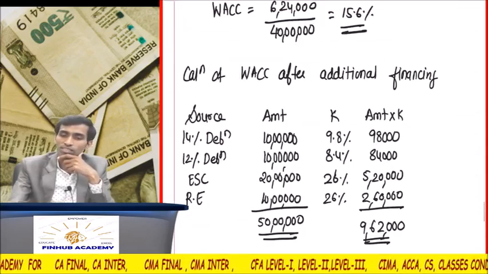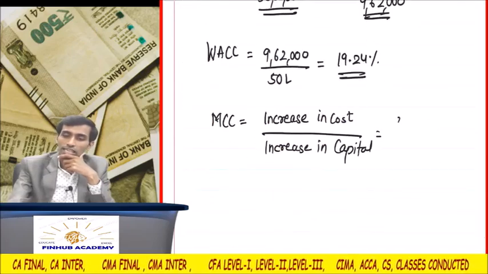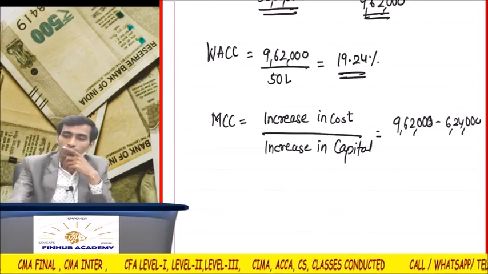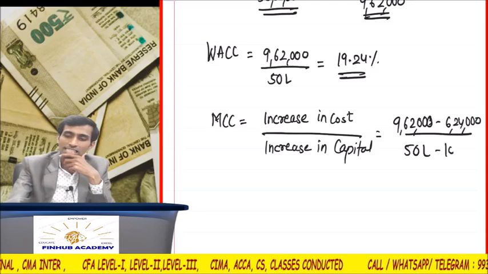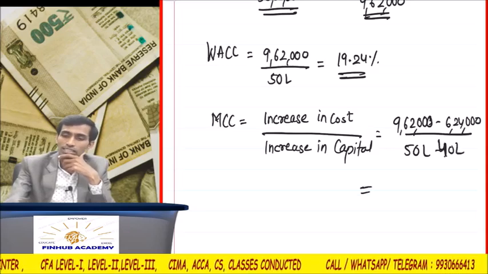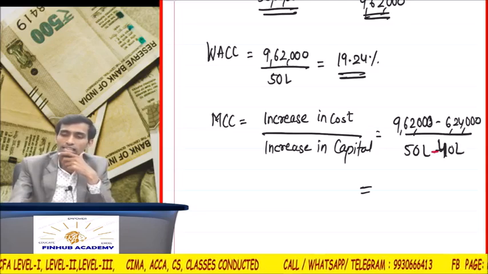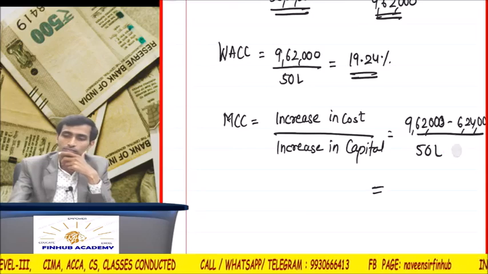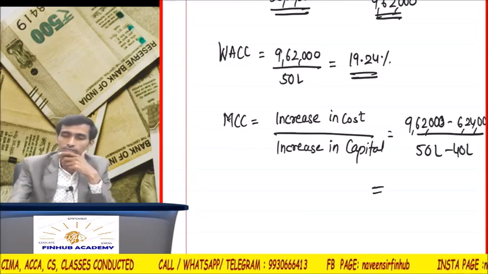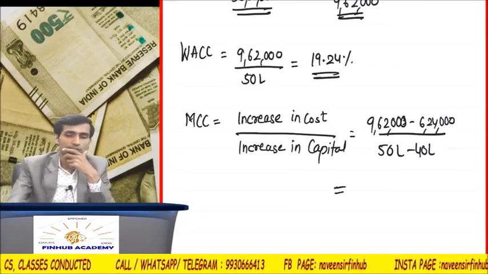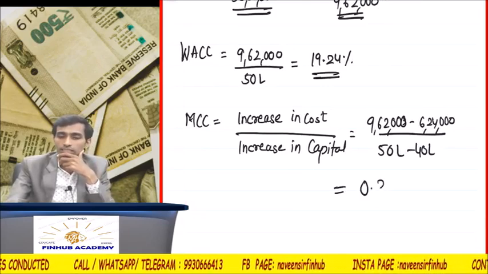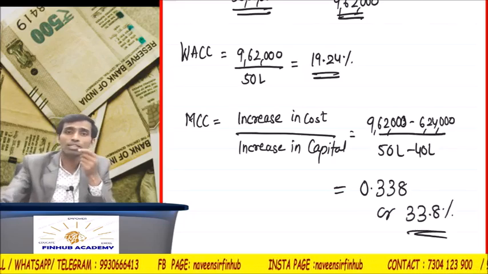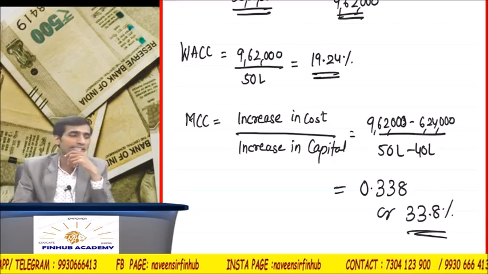Cost was how much? 6 lakh 24,000. So 9 lakh 62,000 minus 6 lakh 24,000, divided by 50 lakhs minus 40 lakhs. How much is it? 0.338, or I can say 33.8%. The cost of raising 1 rupee is how much? 33.8%.